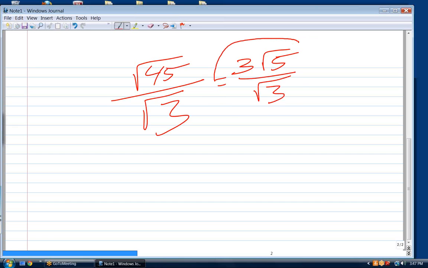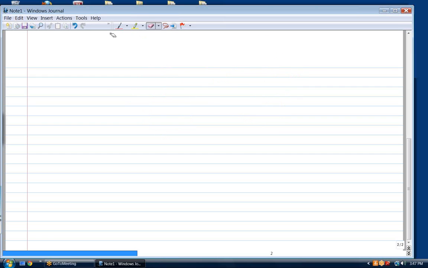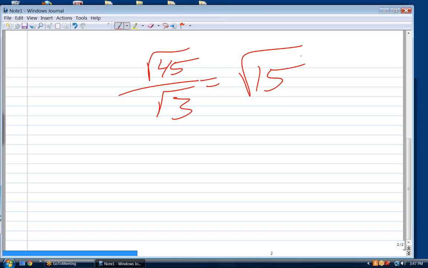It's tough to do much with this, but let's talk about something else here. That reminded me of something. The answer is root 15. Sorry, didn't mean to. In other words, that's root 15. I just got off on a tangent, wanted to talk about something else.